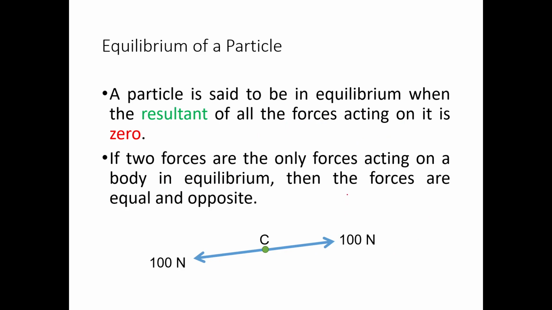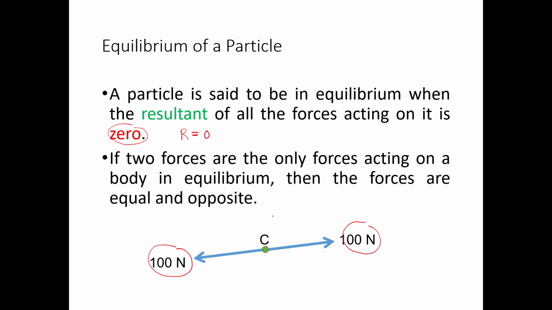Okay, so the particle is said to be in equilibrium when the resultant of all forces acting on it is zero. In the last topics that we discussed, our resultant force is not equal to zero. Now, since our forces are in equilibrium, the resultant force is zero. One good example is this diagram here: 100 newtons on the left and 100 newtons on the right. If we add up the forces, the resultant is equal to zero.